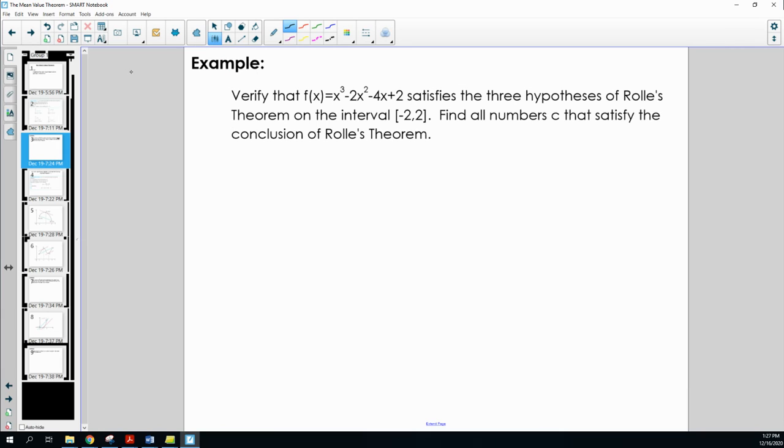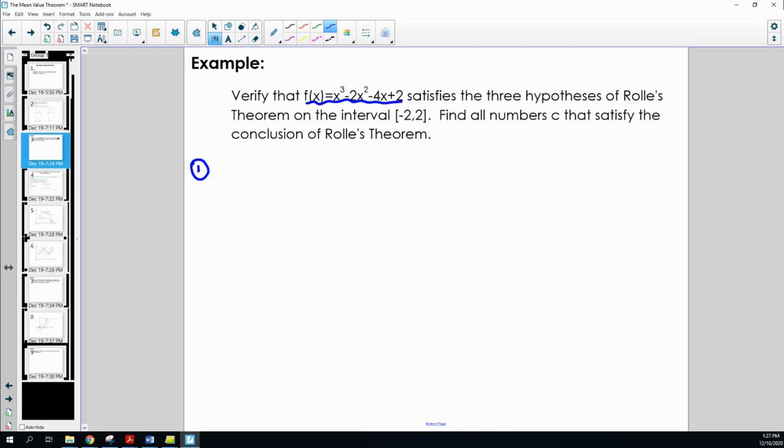Verify that f of x equals x cubed minus 2x squared minus 4x plus 2 satisfies the three hypotheses of Rolle's theorem on the interval -2 to 2. Find all numbers c that satisfy the conclusion of Rolle's theorem. Okay, so this is the function that we're dealing with here. So we have to check our three hypotheses.